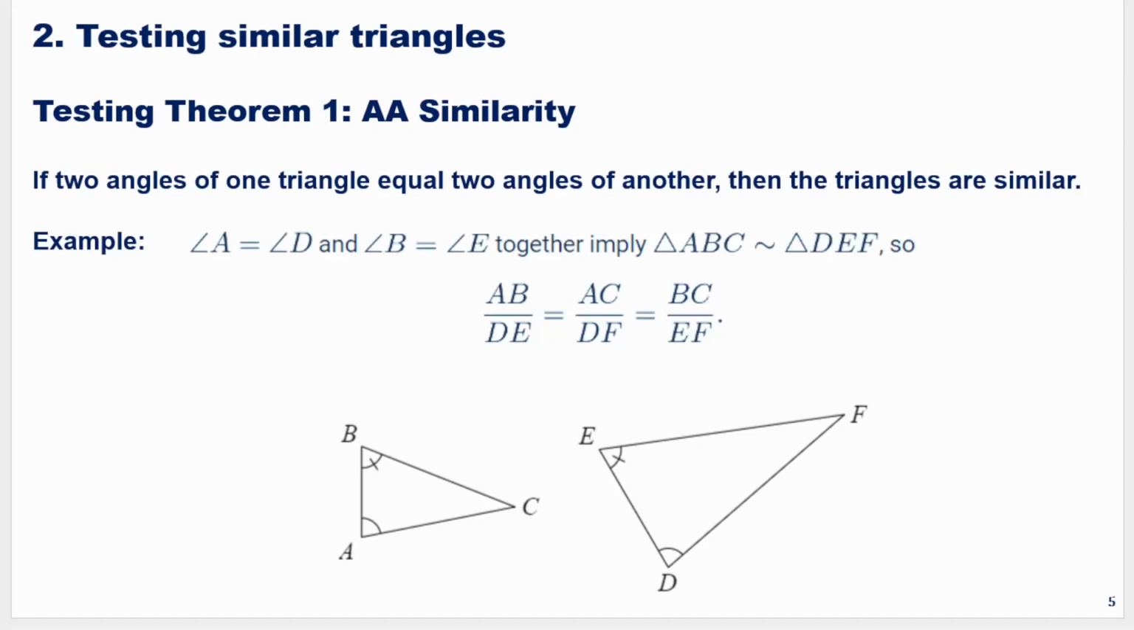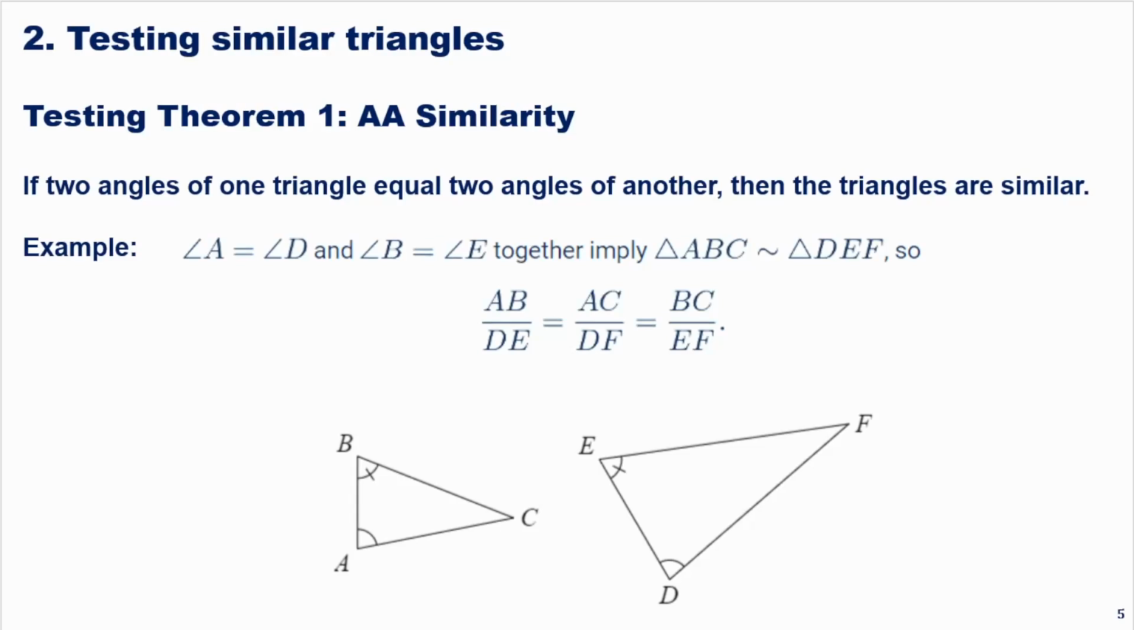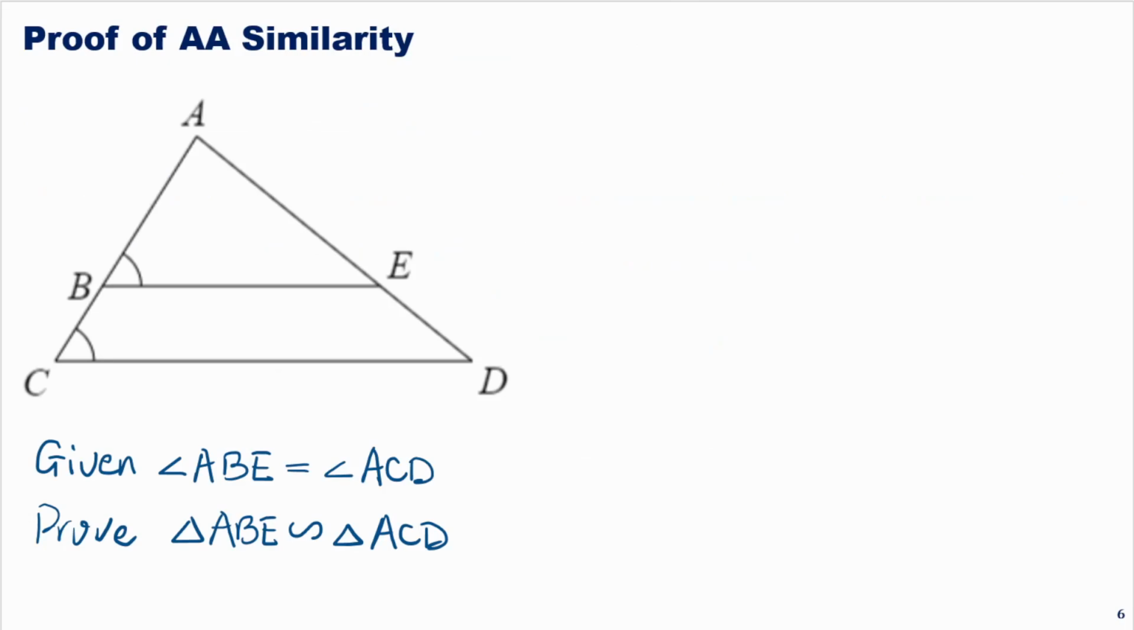Yes. So the problem is, can you prove the AA similarity is actually true? Can you prove this theorem? In other words, given a diagram like this, given angle ABE equals angle ACD, also note they share the same angle A. Can you prove triangle ABE is similar to triangle ACD? Let's do this together. It can be done like this.